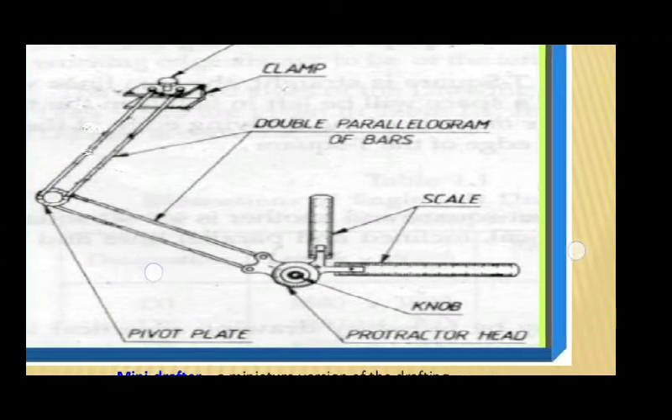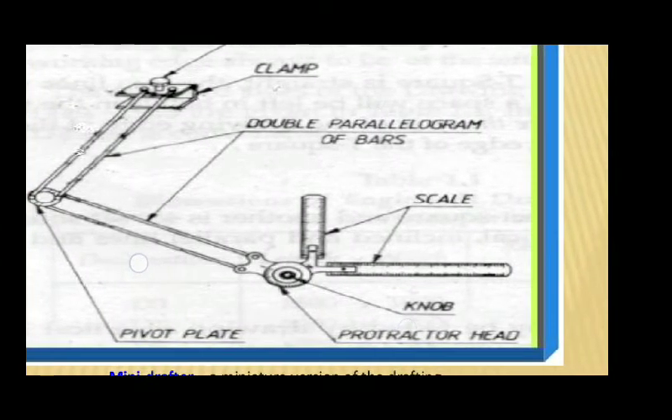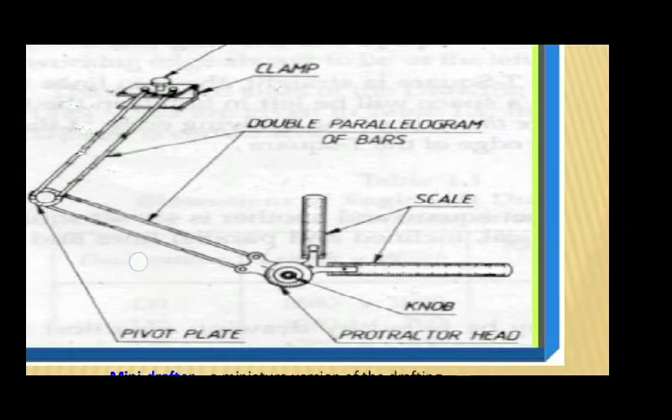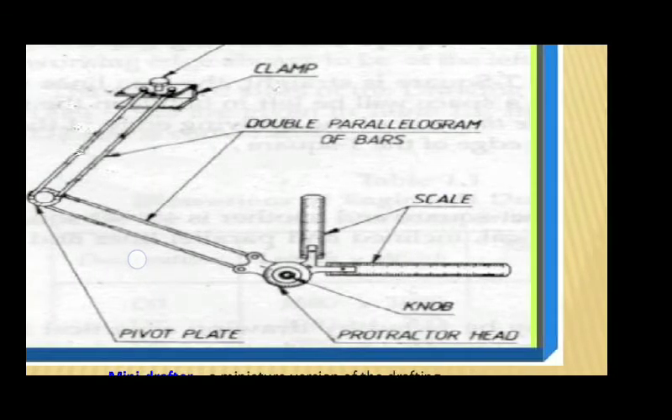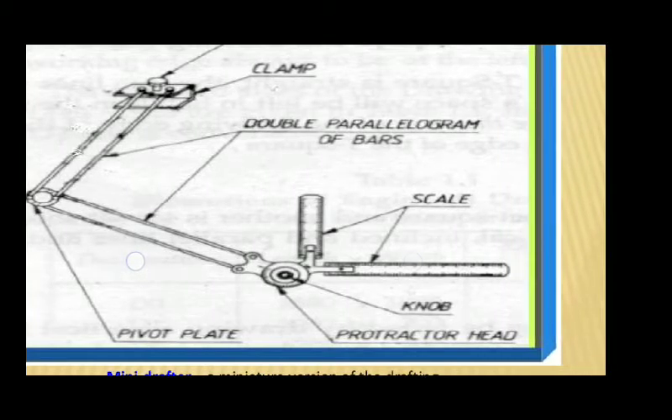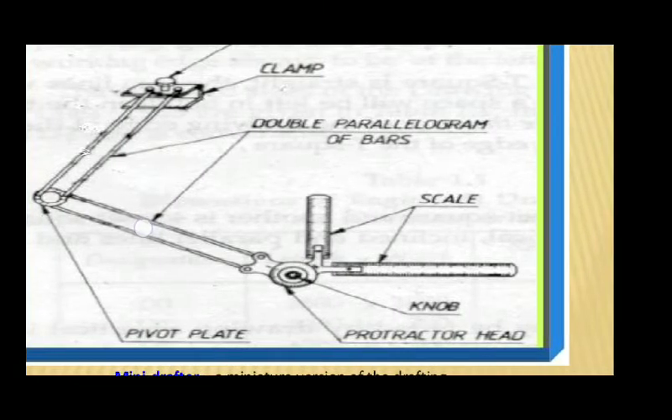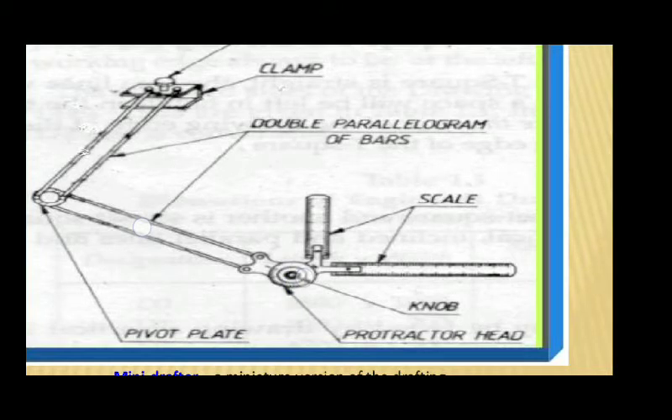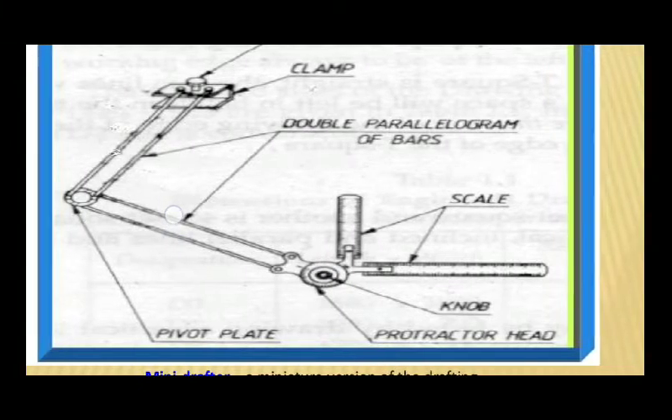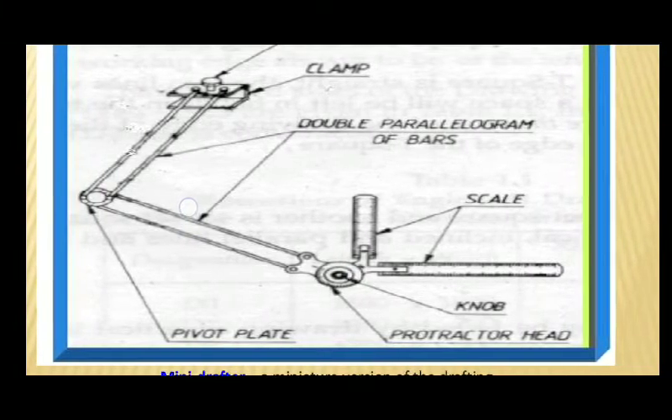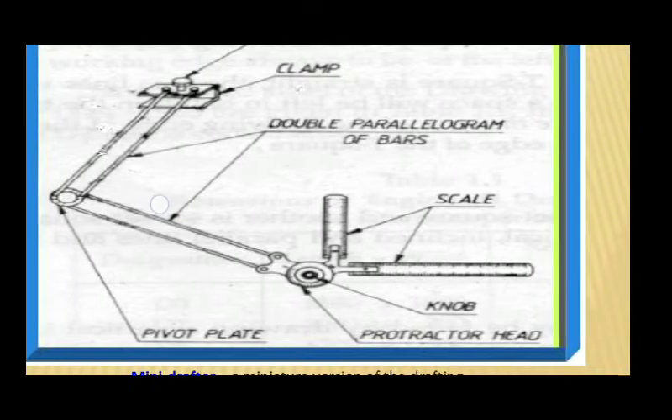The scale will be of right angle, which is shown here in the name of scale. Here the scale is mentioning right angle, so that we can draw horizontal lines and vertical lines. Now here you can see a knob which is fixed to the scale. On the knob there will be a protractor, so that with the help of this protractor you can see the angle, how many degrees of angle we have to take, and we have to draw the lines.